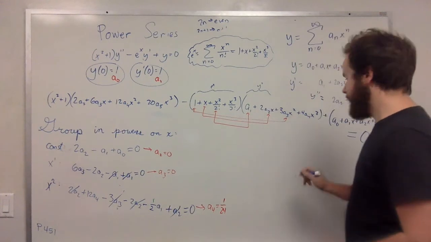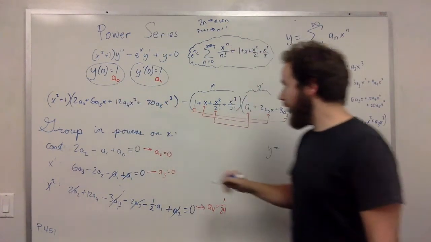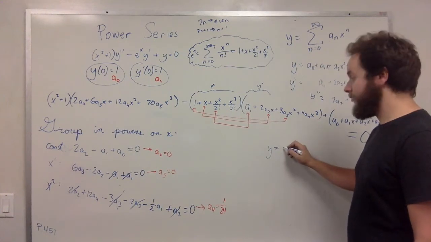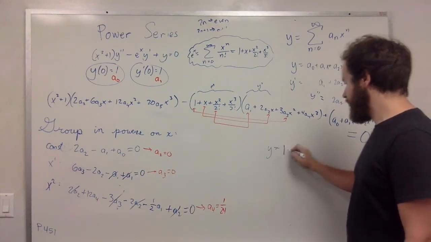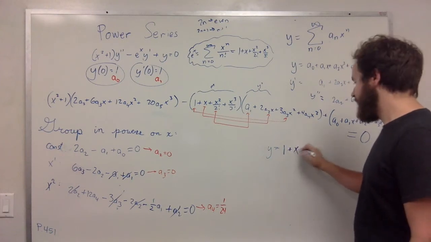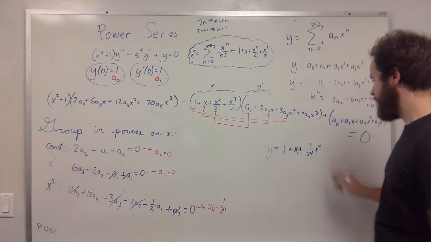Let's construct our power series so far. So we have 1 plus x plus 1 over 24 x to the 4th.